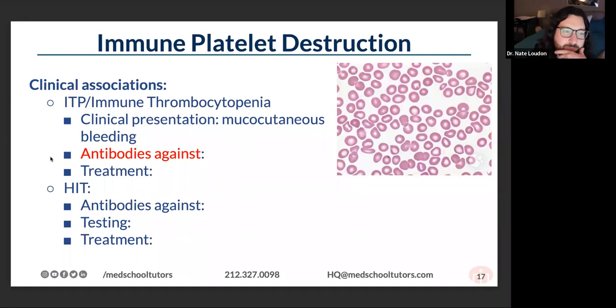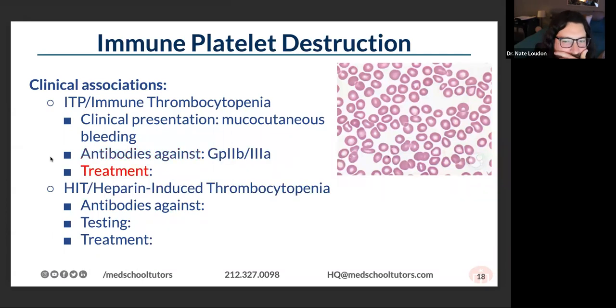What are our antibodies being produced against in ITP here? Nice. GP2B3A. Beautiful. Exactly right. And if we think back for a second to our diagram that we talked about earlier, GP2B3A is the thing that links the platelets together, with fibrinogen being the rope between them that they're both holding onto. So now that we've talked about that, we have to think about how we treat this.